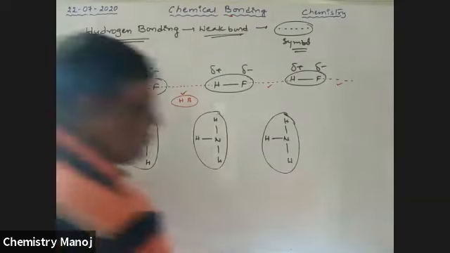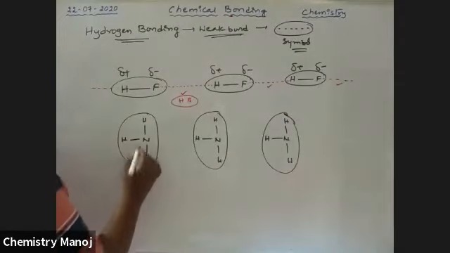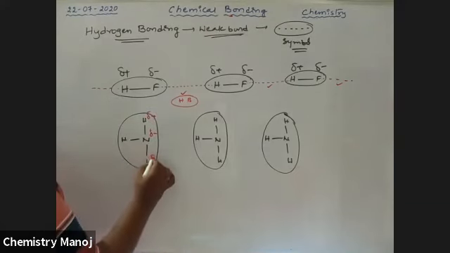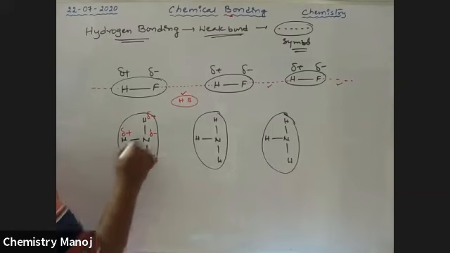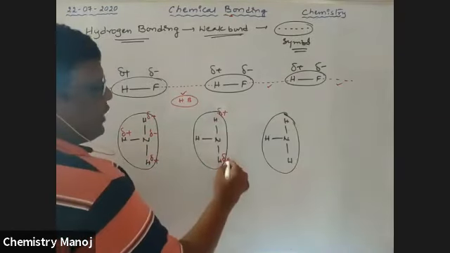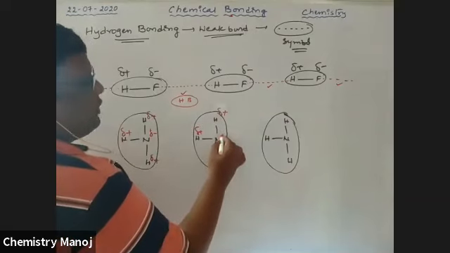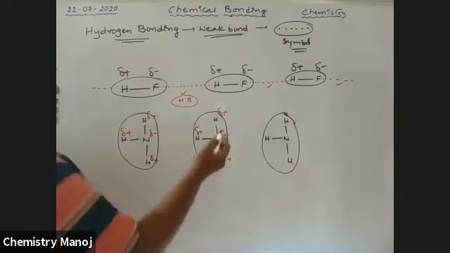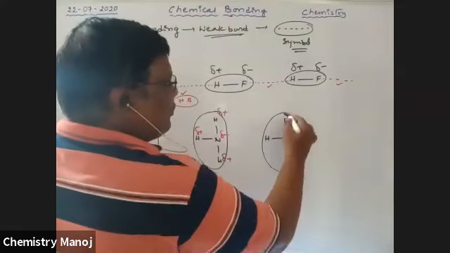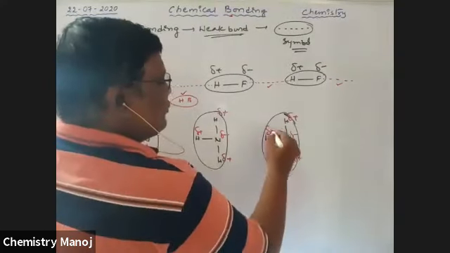Because of that, this nitrogen gets a partial negative charge. This hydrogen gets a partial positive charge. This is also partial positive, partial positive, so this one gets partial negative. And next, this is partial positive, partial positive, partial positive, and this one gets partial negative. Nitrogen, because of more electronegativity. Here also partial negative, partial positive, partial positive, partial positive.